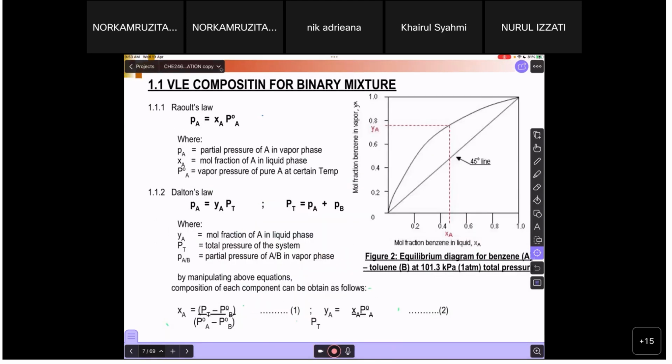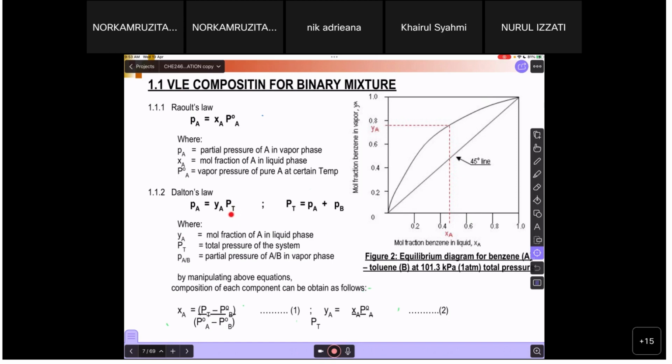Raoult's law and Dalton's law. A combination of Raoult's law and Dalton's law will give you this particular equation. So whatever equations that you are given, whatever questions that you have, if you were to find the value of X and Y, you can use any equation here as long as you have the data to solve the problem.